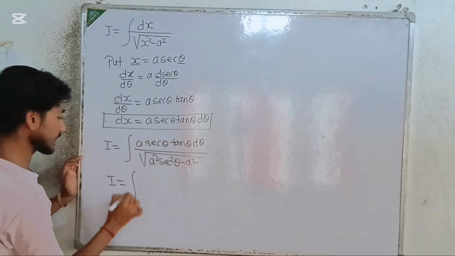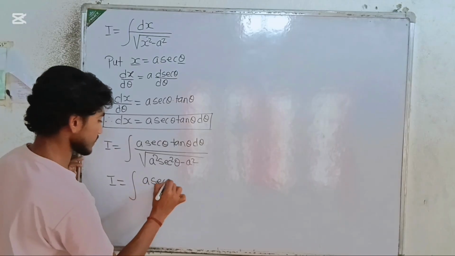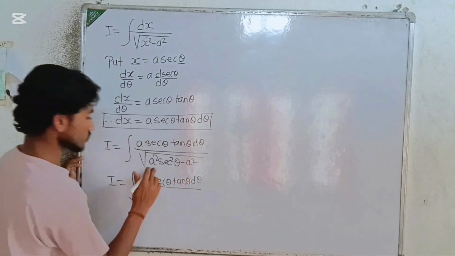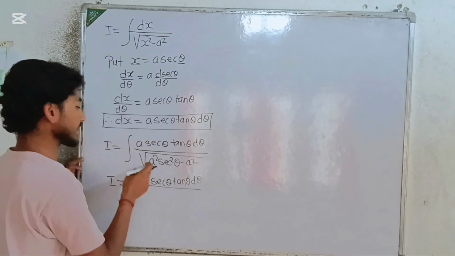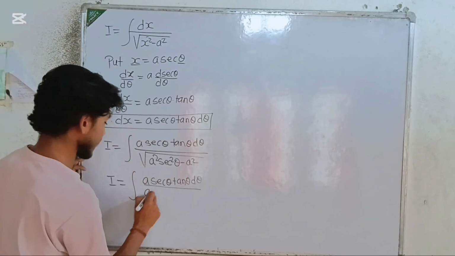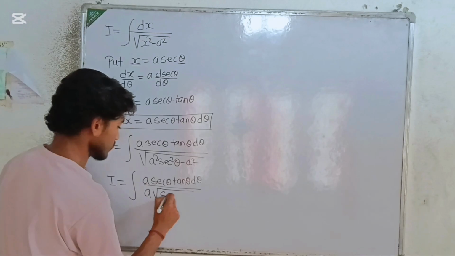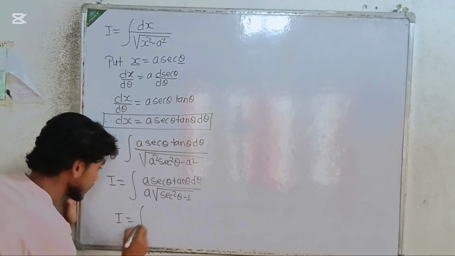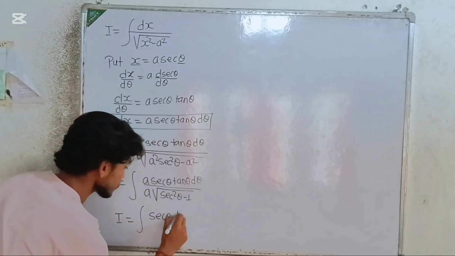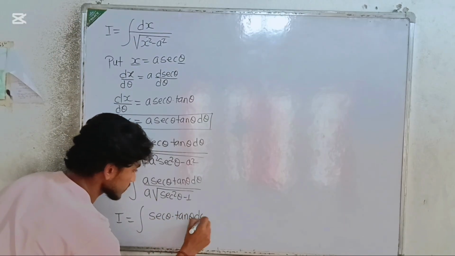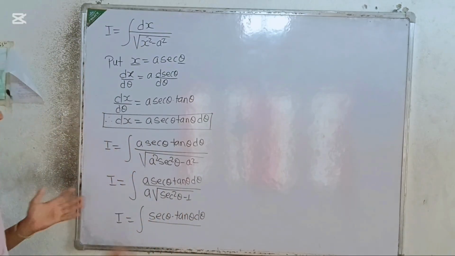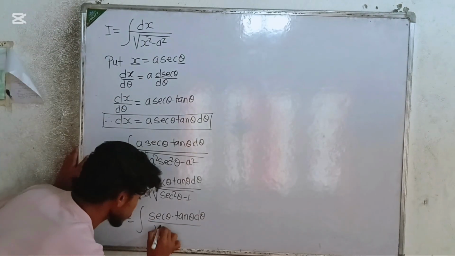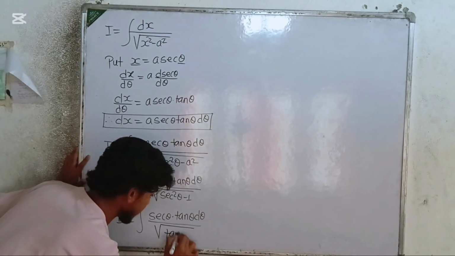So I is going to be the integral of a sec theta tan theta d theta over, once you take a squared common and take it out from the square root, a under root of sec squared theta minus 1. So you get I is the integral of sec theta tan theta d theta over, since sec squared theta minus 1 is just tan squared theta, the square root of tan squared theta.